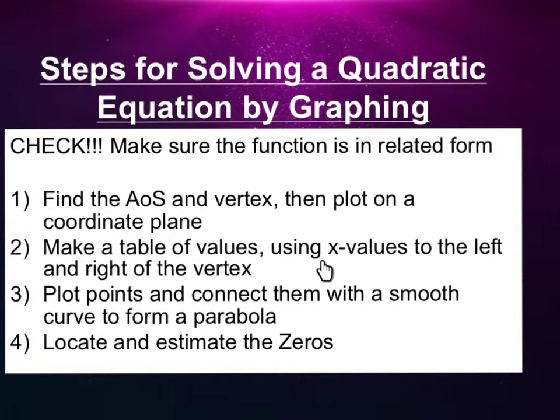Make a table of values using x values to the left and to the right of the vertex. Same steps as graphing. Plot points and connect them with a smooth curve to form a parabola. Same steps as graphing again. But here is the step that is different from the steps for graphing. You need to locate and estimate the zeros. So the two graphs that we did in the previous video, we're going to use those two graphs to help us locate these zeros.